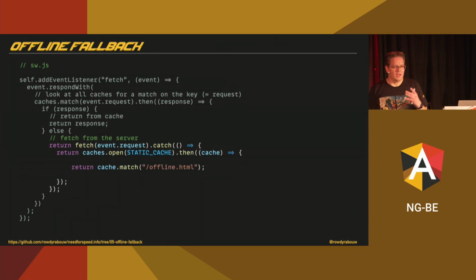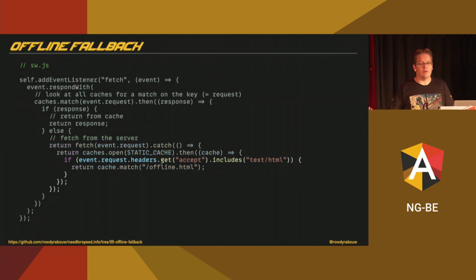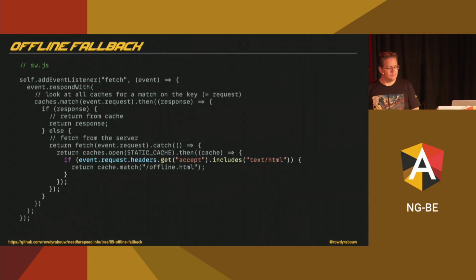But imagine, well, you probably know as well, a page is not only HTML. It's also maybe some extra JavaScript or images or font files or whatever. So we don't want to ship that offline HTML reply every time something goes wrong. So we will check whether the request is for a text/html header. So only serve this when an HTML is loaded, not for an image or a font file, for instance.